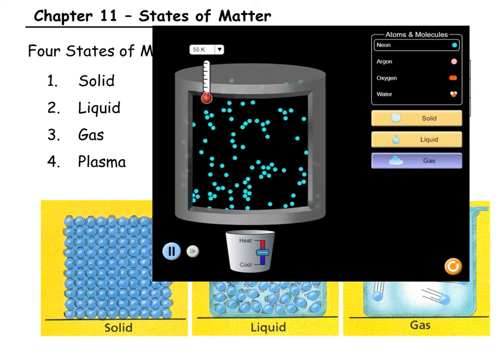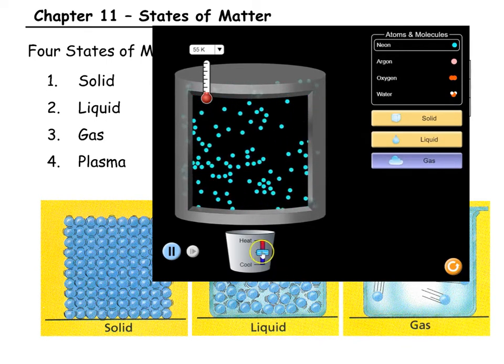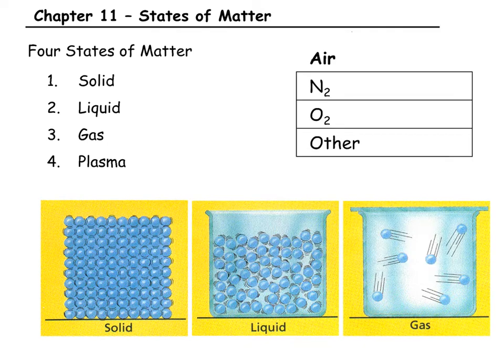Air is a mixture of different kinds of gases. So what is air made of? Air is a mixture which is mostly nitrogen. About 78% of air is made out of nitrogen molecules. About 21% of it is oxygen, and that leaves about 1% for everything else.